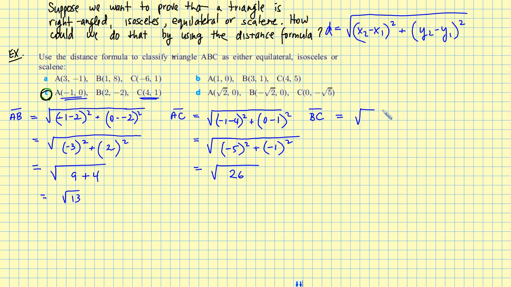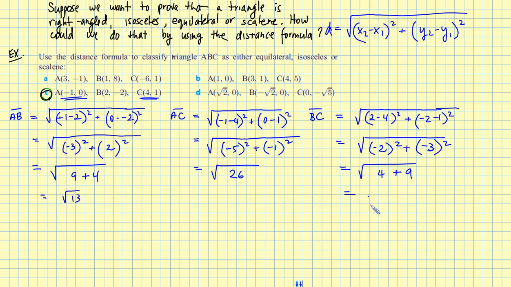So BC, I will say it's the square root of (2 minus 4), the change in the x's, plus (-2 minus 1) all squared, and that tells me that I've got the square root of (-2) all squared plus (-3) squared, and that gives me the square root of 4 plus 9, which is equal to root 13. So because we have root 13 at AB, we've got root 13 at BC, and AC is equal to root 26. Two sides are the same length, and therefore this must be an isosceles triangle because two sides are the same length.